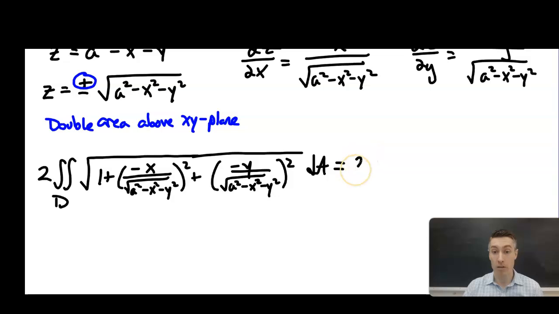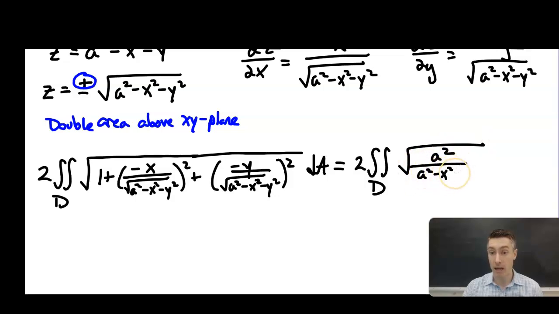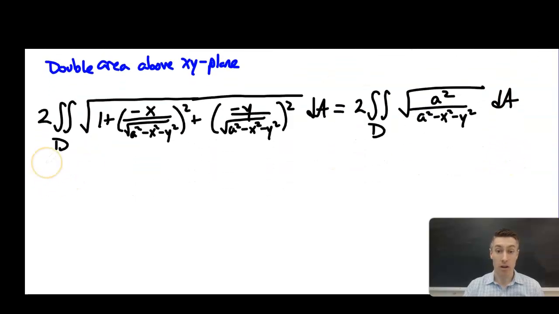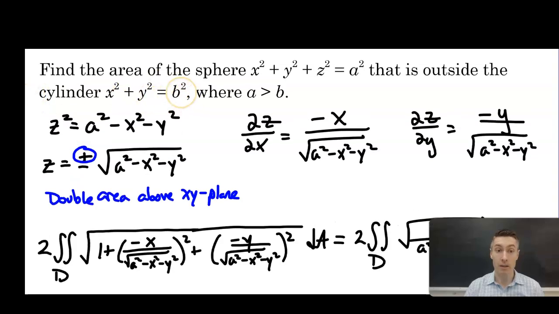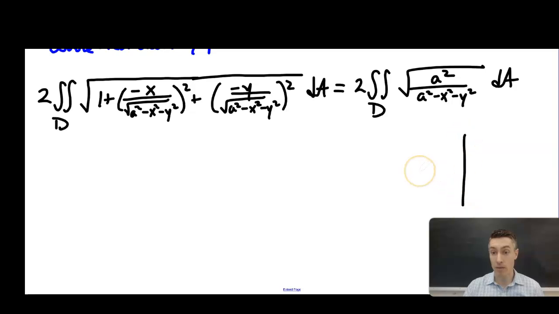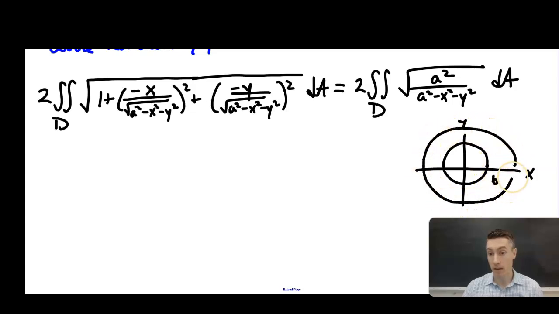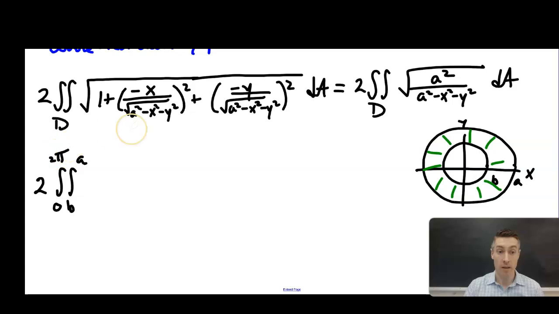Now, I've done a bunch of the work out to save us a little bit of time and efficiency here. That's going to simplify to a² over a² − x² − y², dA. Now, the region that we're integrating over is outside the cylinder, inside the sphere. If we draw two circles in the xy plane, we have radius b and radius a, so we're inside of this ring, so polar makes sense. So we're going to have 2 times the double integral from b to a, 0 to 2π, and we're also going to simplify this, so the square root of a² is a, and then (a² − r²) to the negative 1/2 power, which I'll raise up. dA becomes r dr dθ.